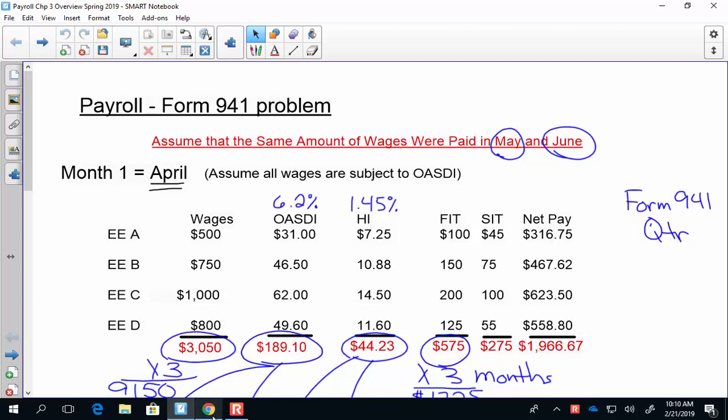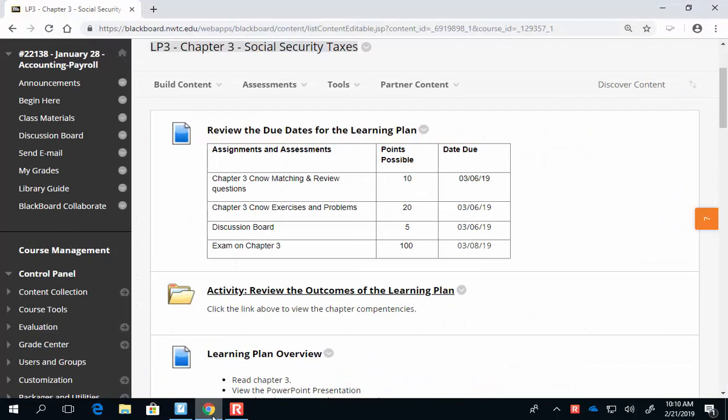I also want to remind everyone the due dates for Chapter 3's assignments. We're looking at March 6th at midnight for the assignments, and then the exam to be completed by March 8th. So that's our goal. Let me know if you have any questions or concerns. I know spring break is coming up after that, so keep me posted with any problems that you're having.